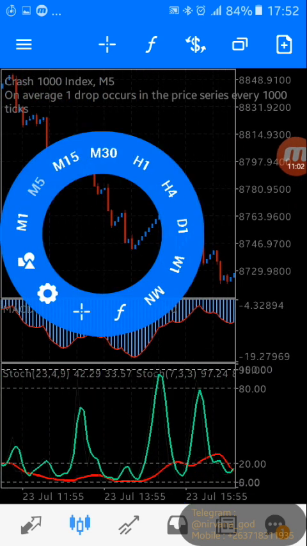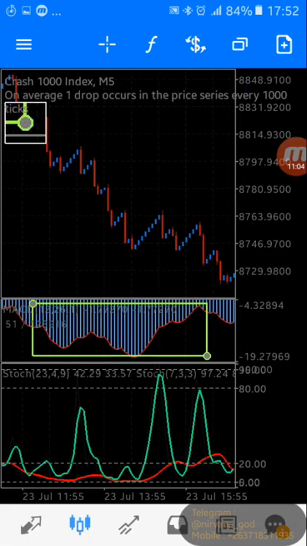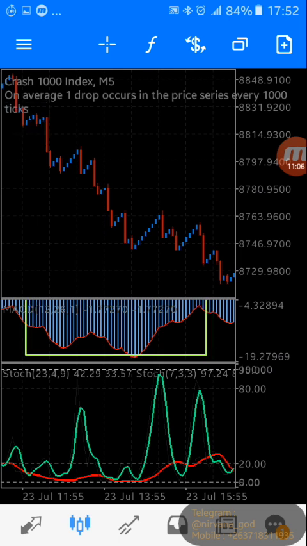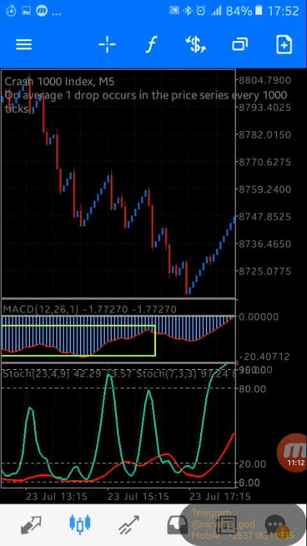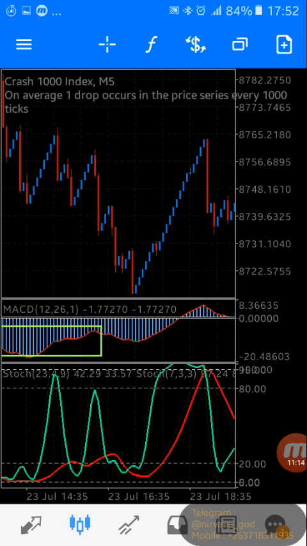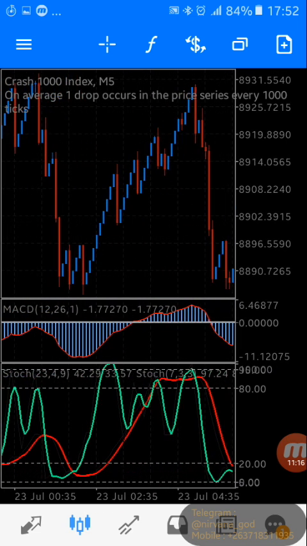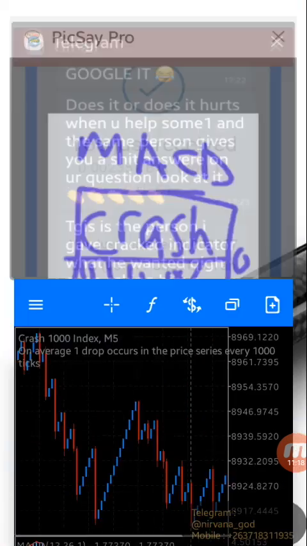Do you see this? The histogram is below level 0 and the stochastic pulls back here. This is where your first opportunity to enter was, and it's kept going down. Second opportunity was this one. So generally that's how it works. So let me talk about volume before I close this video.